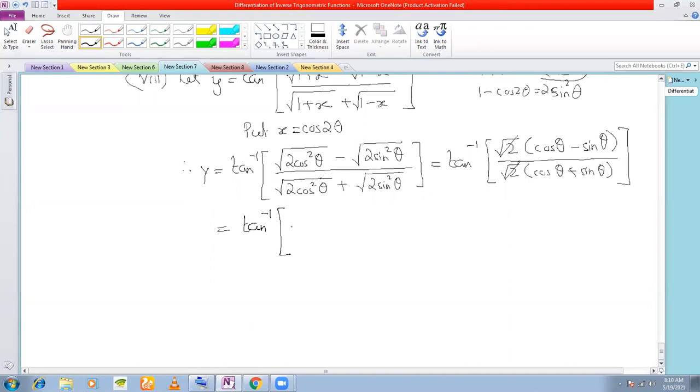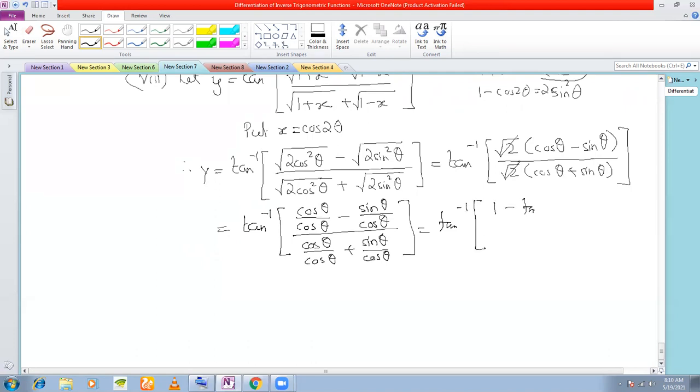If you divide the numerator and denominator by cos theta, you're going to get cos theta by cos theta minus, sorry, sine theta by cos theta, divided by cos theta by cos theta plus sine by cos, which is equal to tan inverse of 1 minus tan theta divided by 1 plus tan theta.